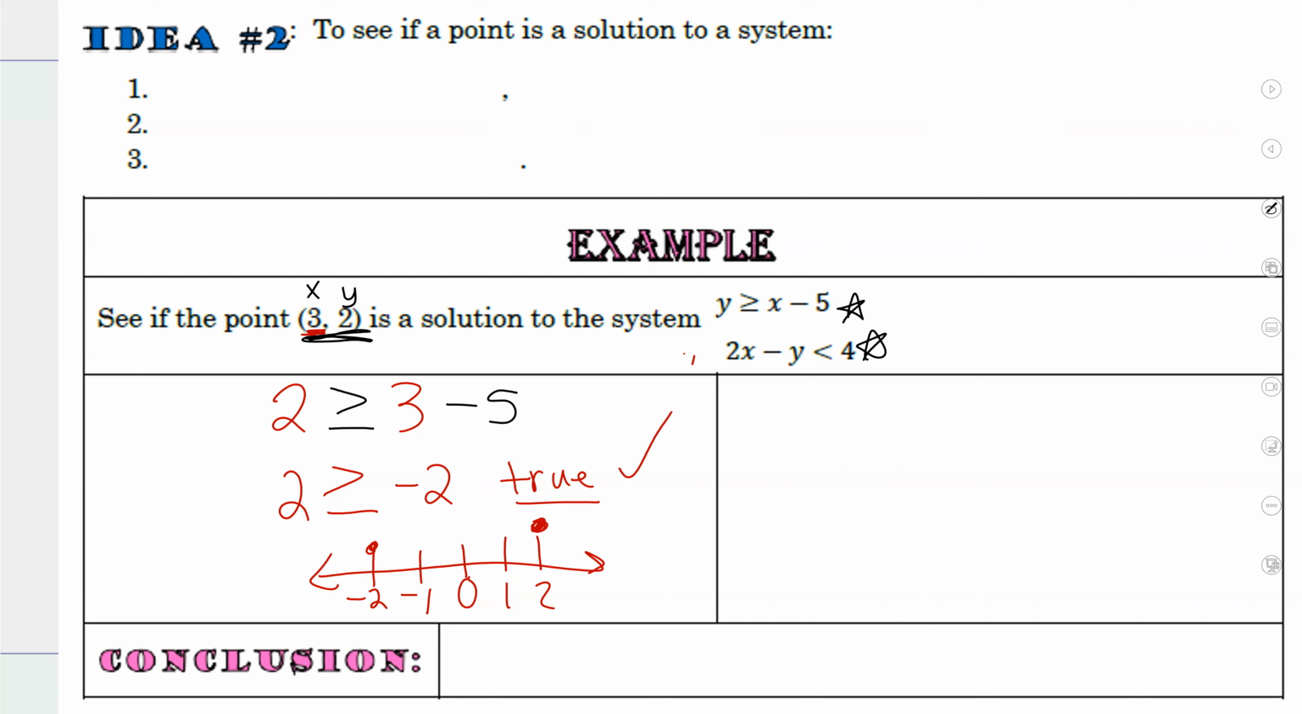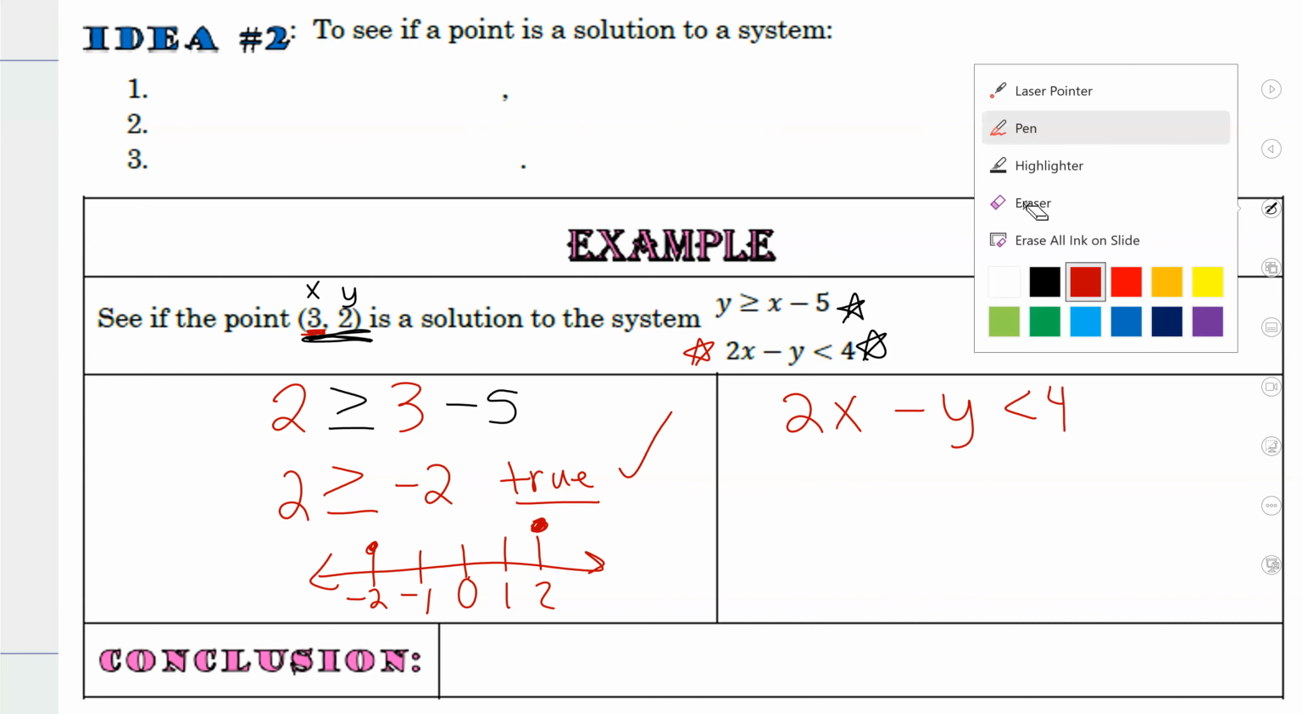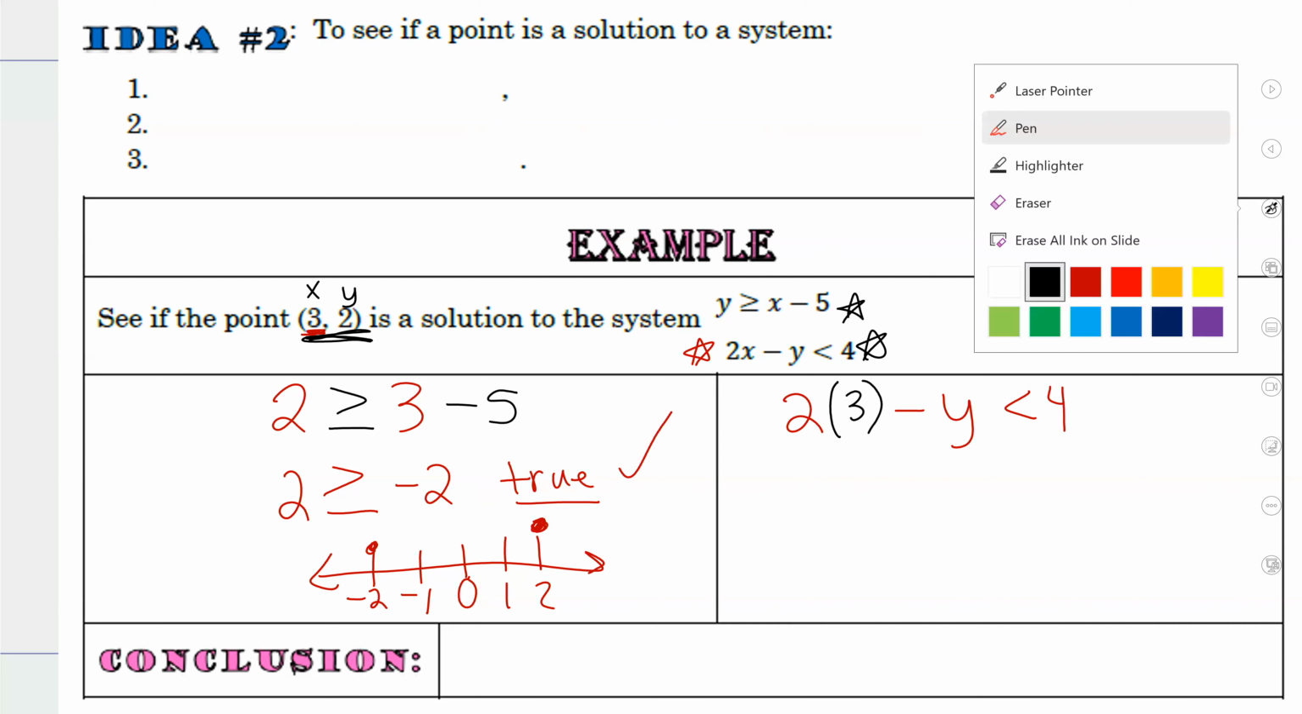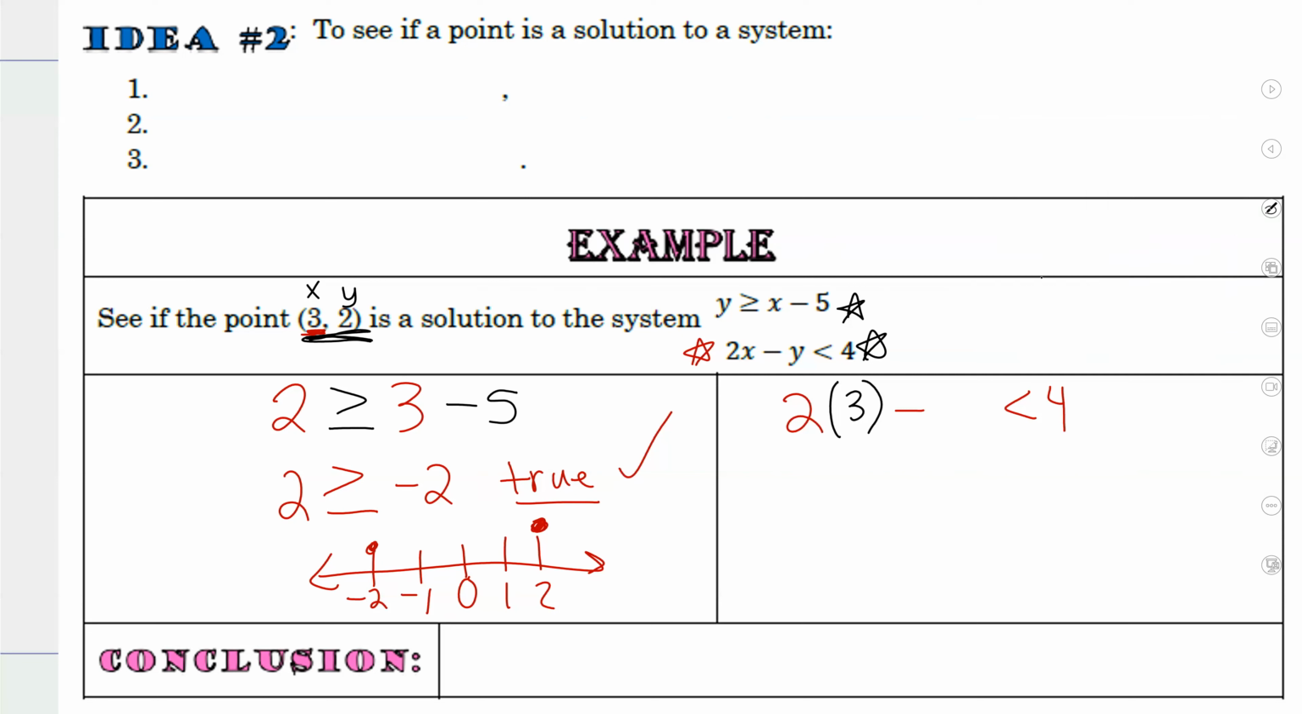Let's test the other equation. So I'm going to write this down. 2x minus y is less than 4. Again, I'm going to plug in the point that they gave me. I'm going to erase the x, and I'm going to substitute a 3 in its spot. I'm going to erase the y, and I'm going to substitute a 2. So 2 times 3 is 6, and I'm going to subtract 2. Now let's evaluate this. 6 minus 2 is 4. Is 4 less than 4? No. This one is false.